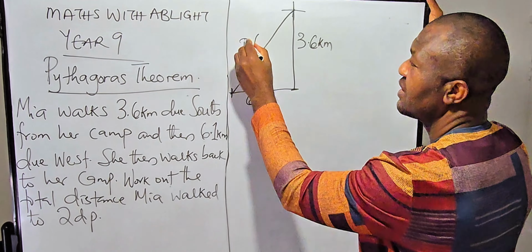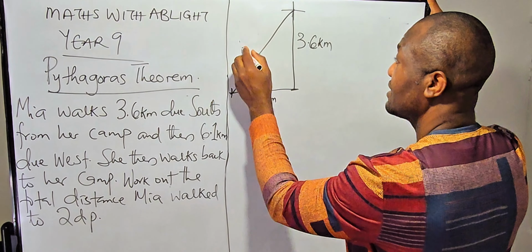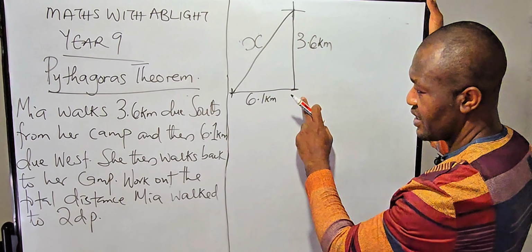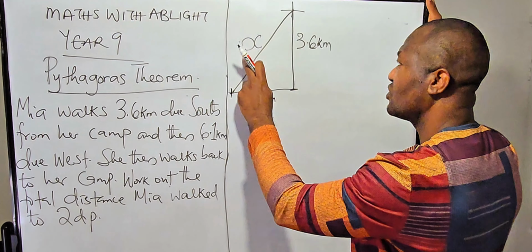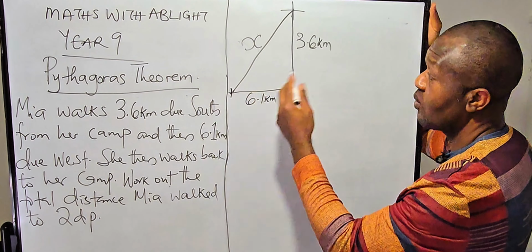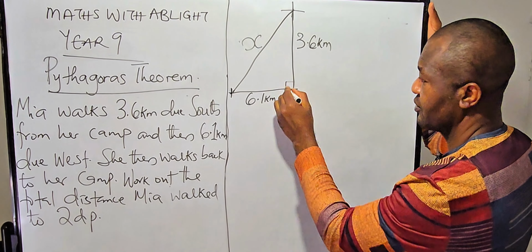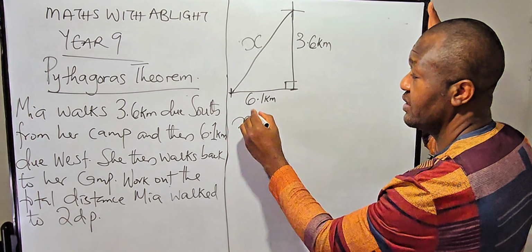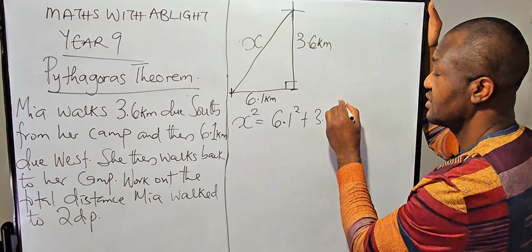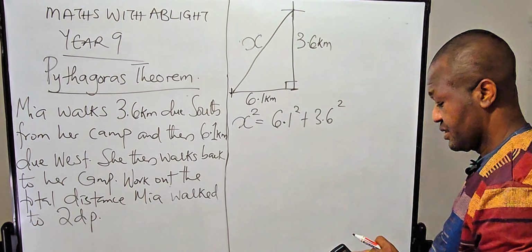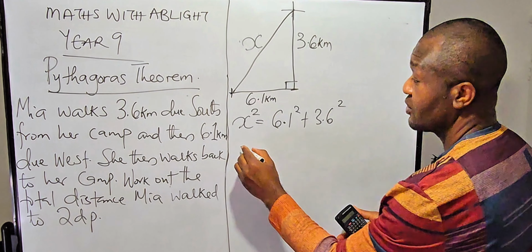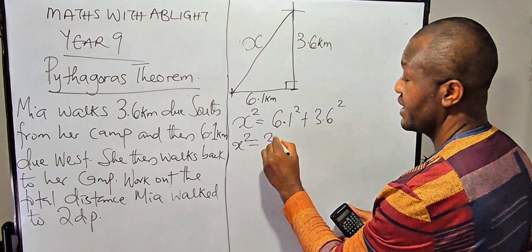What is this distance? The question did not just stop at finding this distance. The question is asking you, what is the total distance? It means she walked down here, and went this way. So when you find this one, add it to this and add it to this, then you get the total distance she covered. Now we'll go by Pythagoras' theorem once more. The hypotenuse is x squared is equal to 6.1 squared plus 3.6 squared. Very simple. You should be getting used to this by now. Pythagoras' theorem, very easy.